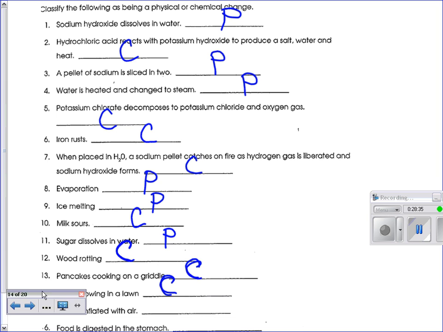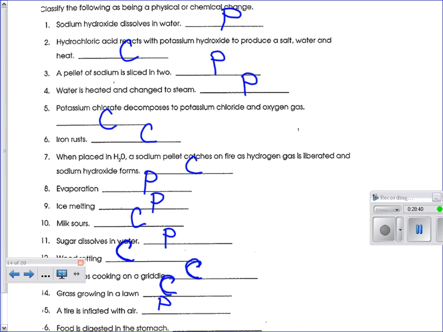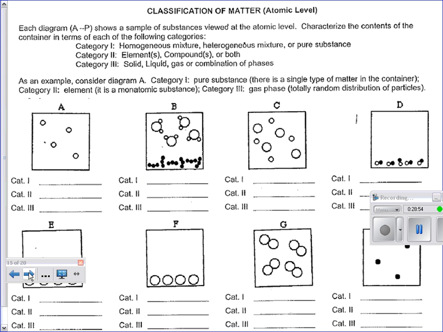Okay, then we have a tire is inflated with air. And then the next one is food is digested. Chemical. And last one, which we can't see on here, but it says water is absorbed by a paper towel. Physical. Okay, we are moving on to the fun stuff now. And in this case, let me just let you guys know that you will see this again. You will see it on a quiz. You will see it on a test. You should be able to identify these things on an atomic level.